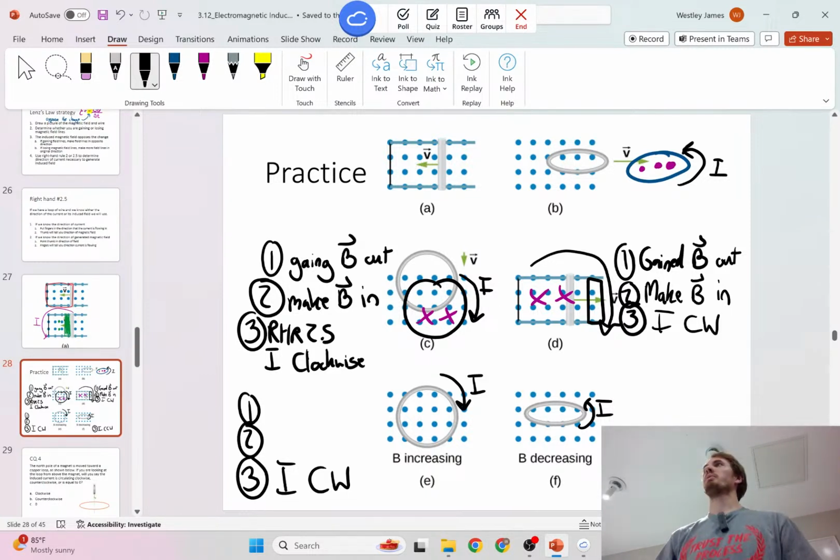All right, so I'll give you all a moment to see if you can get the answers. For E, it is clockwise. For F, it's counterclockwise.